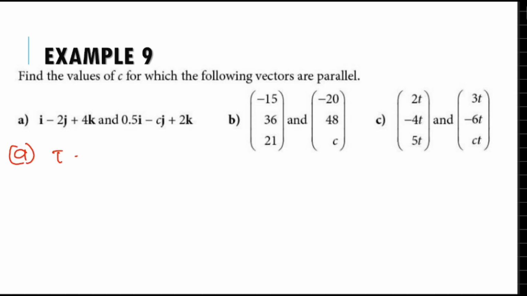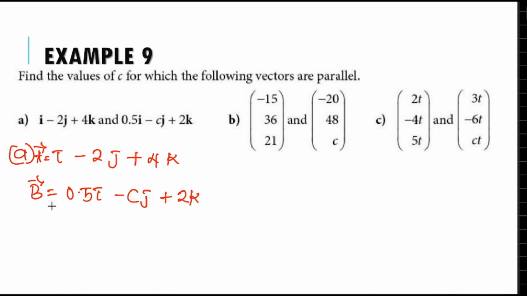We have i minus 2j plus 4k. Okay, they are parallel, right? And then we have, let's say this is A and this is B, 0.5i minus cj plus 2k. So to find parallelity, we just find a way of writing either the first vector as a scalar multiple of the second one, or the second one as a scalar multiple of the first one. So let's see what we can do.